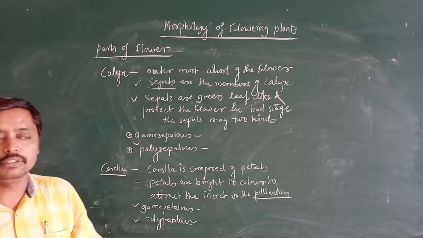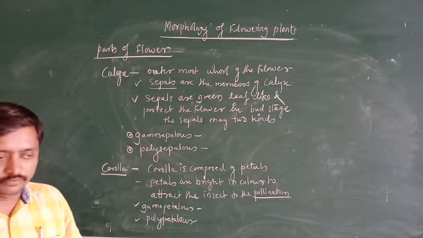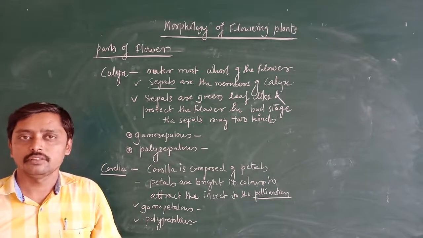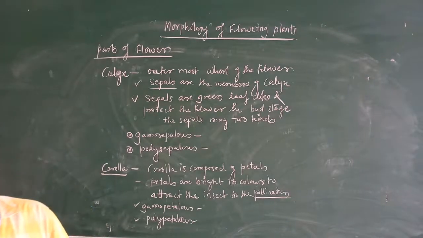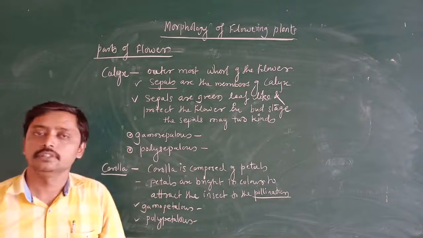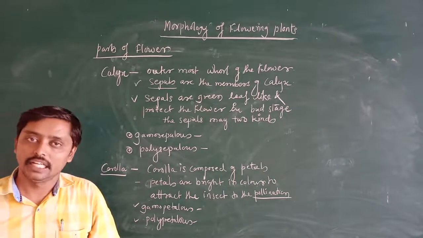In hypogynous flower, the ovary is superior. In perigynous flower, the ovary is half inferior. And at last, in epigynous flower, the ovary is inferior.